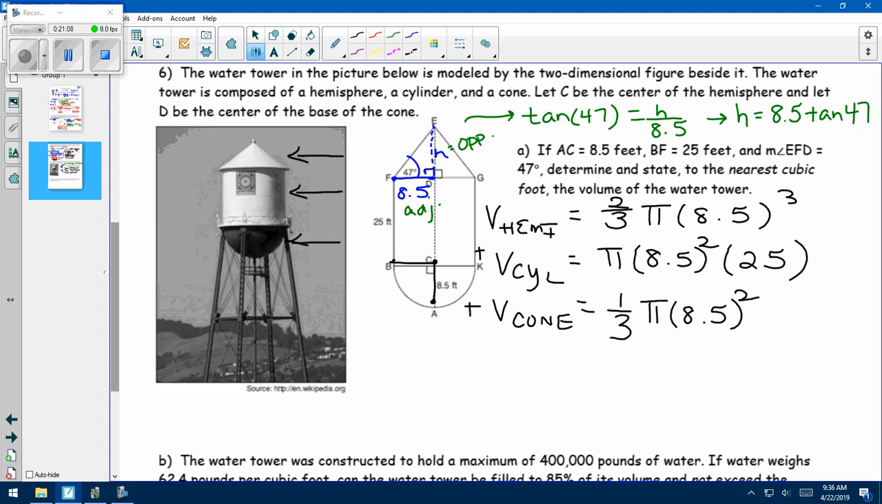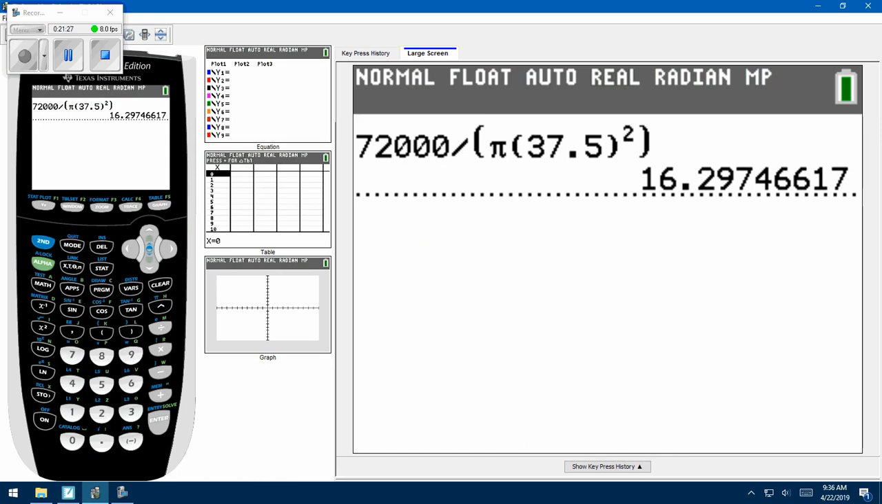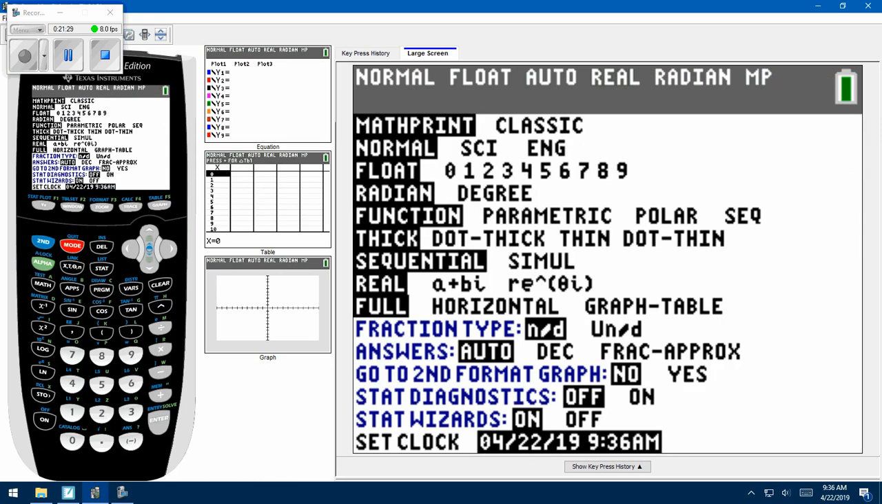So if I come on down to where the height should get plugged in for that cone, I'm going to take this whole thing and plug it in right here: 8.5 tan 47. Now remember, since we're doing a little bit of trigonometry here, your calculator should be in degree mode. So I'm going to make sure I change that on my calculator. My calculator currently says radian. So I'll switch it over to degree, quit out of there.